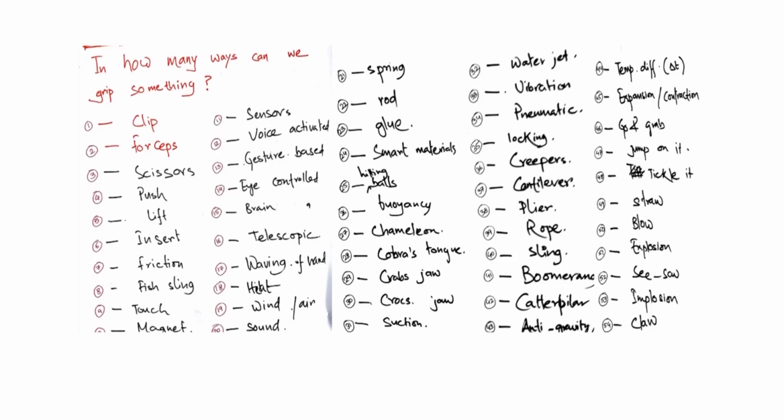"54 ideas created by 3 people in 10 minutes time in my cabin." Your super senior, Mr. Besam, was working on gripping something. So, in how many ways can we grip something? That is the problem statement. He was working on the laparoscopic device, which is meant for gripping something inside the body.